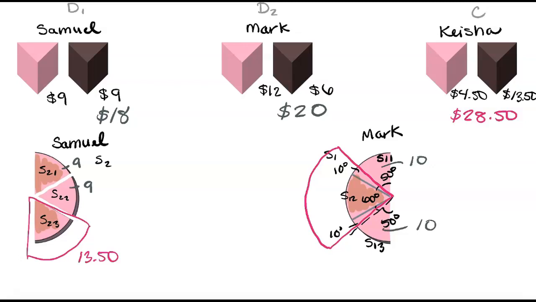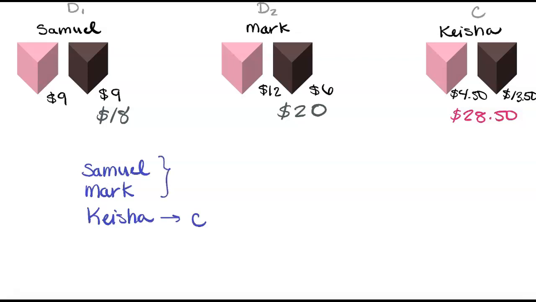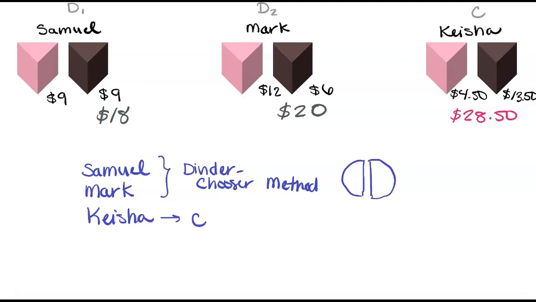Now that we're done, let's just summarize this method. We started out with 3 players. Keisha was chosen to be the chooser. Hopefully you're starting to see that it's definitely best to be the chooser. This left Samuel and Mark to follow the divider-chooser method and divide the cake into 2 halves. In this case, Samuel got to divide and Mark got to choose.